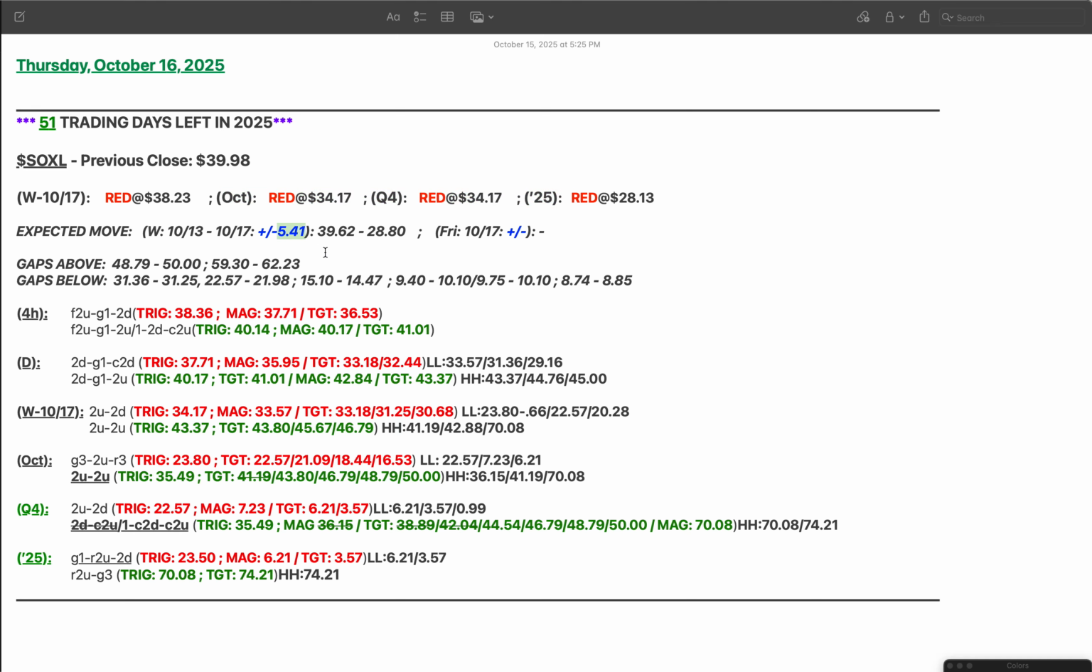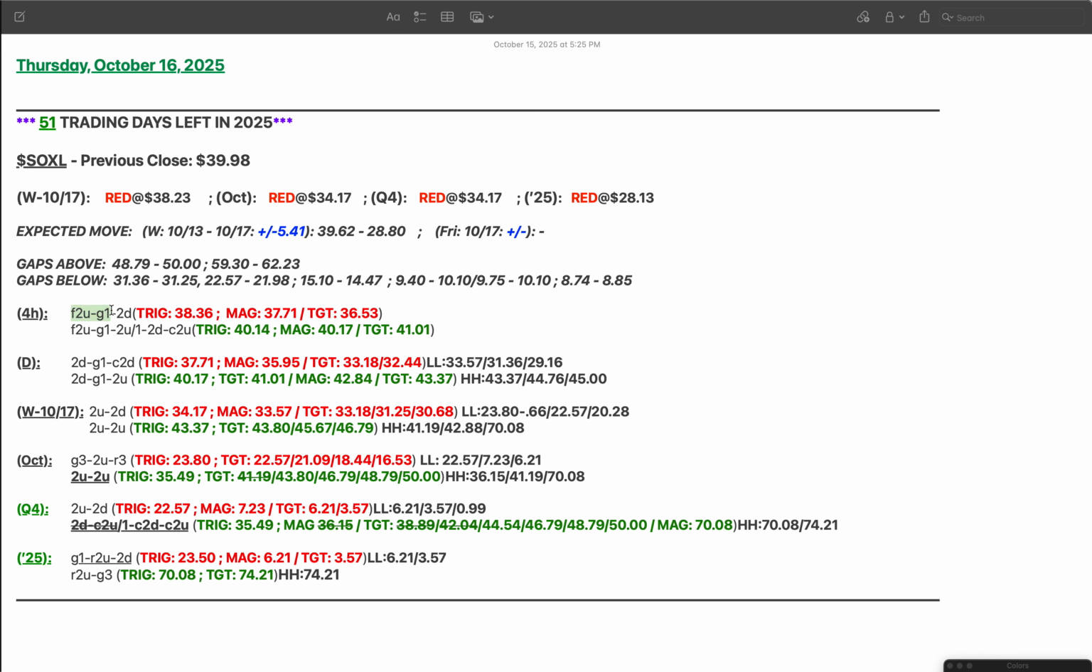Once again, touching on the week's expected move, it was plus or minus $5.41, giving us a range of 39.62 to 28.80. Obviously, we're at the upper edge of that range. And then we know where our gaps above and our gaps below are as well. We talked about higher lows above opening print and low for calls, and lower highs below opening print for puts on the scalp chart. So we've talked about plenty.